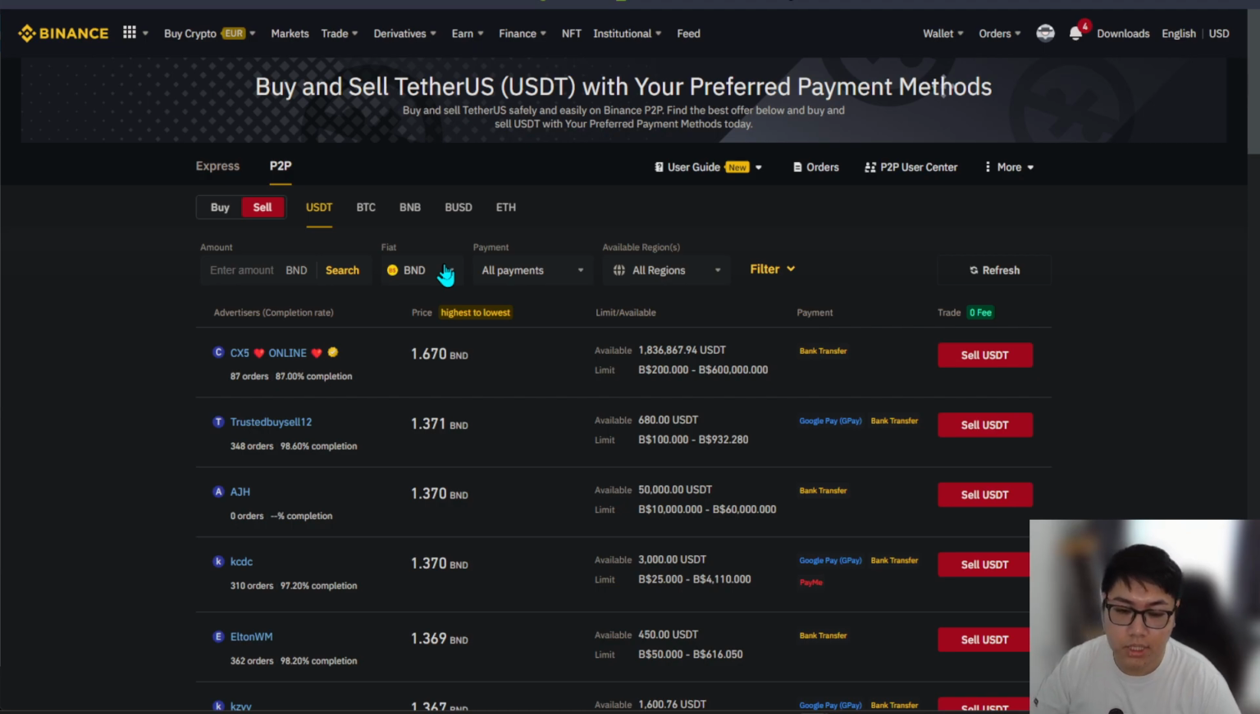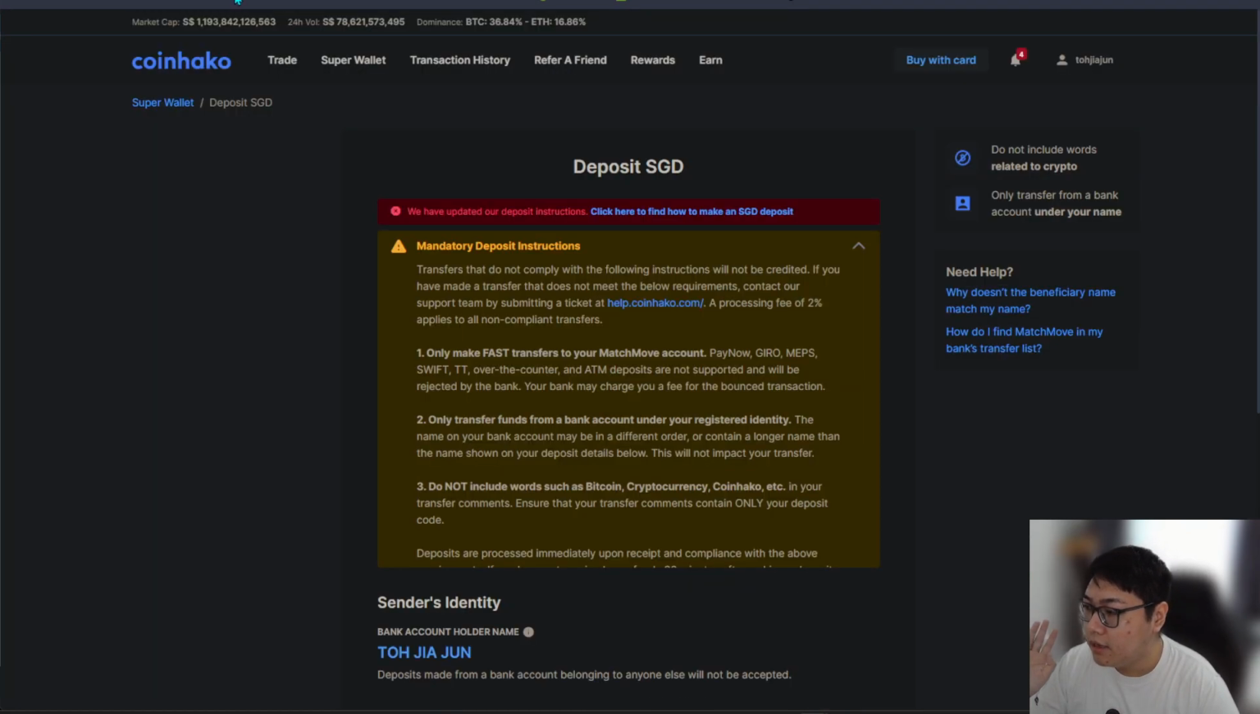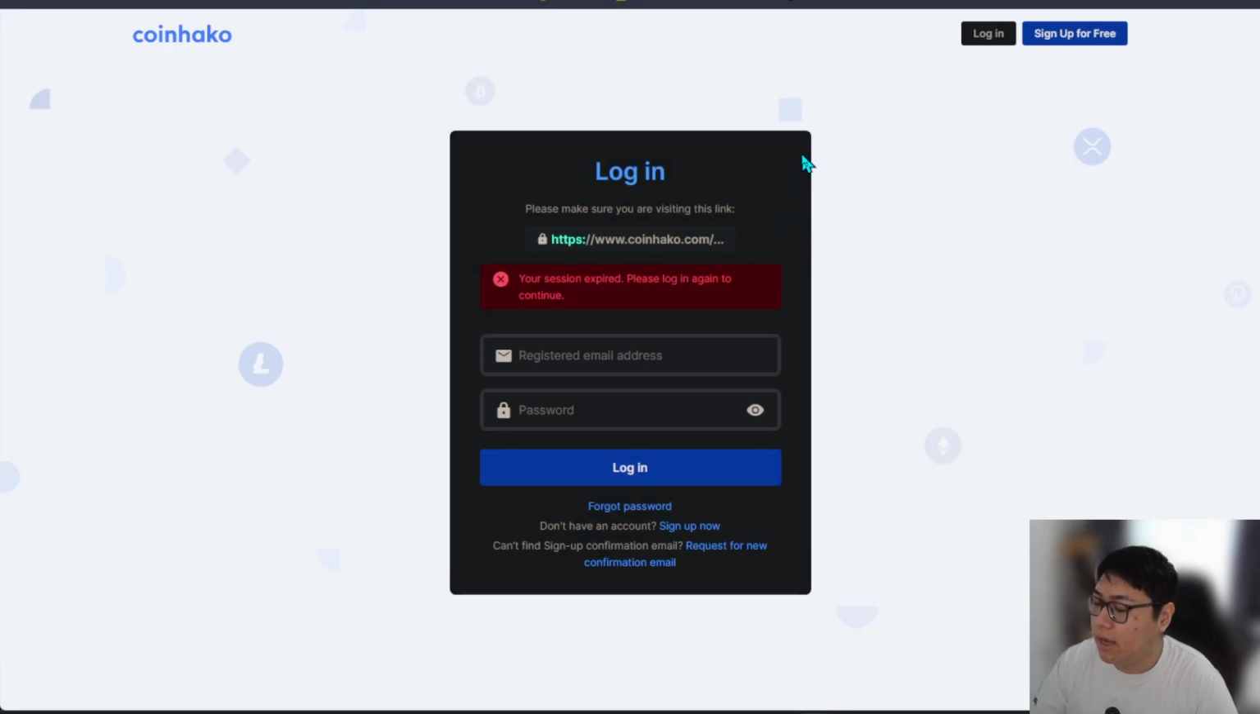So the next option is solely focused on Coinhako. Here you can deposit Sing dollars directly. This option is for Singaporeans, Malaysians, Vietnamese, and I think Myanmar as well. So I would say Coinhako is open only to the Southeast Asia region. Sing dollars is the only way for you if you do not have a Binance account previously. It's simple to use: sign up for an account using the link down below, and after that, my session has ended, so I'm going to log in again.